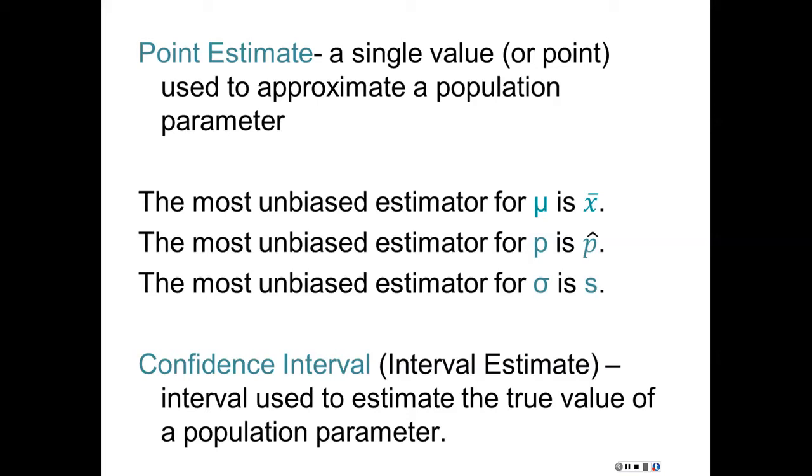A confidence interval in this chapter is going to be what we call an interval estimate, and it's an interval of numbers used to estimate the true value of the population parameter, either mu, p, or sigma. We won't do any confidence interval estimates for sigma, although we will use s to estimate the value of sigma at some point.